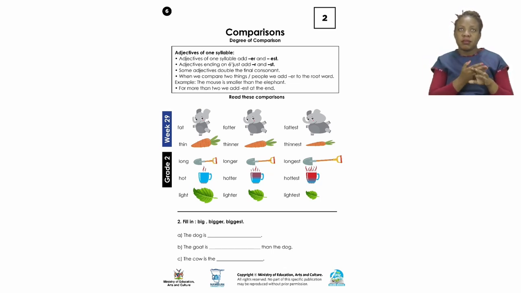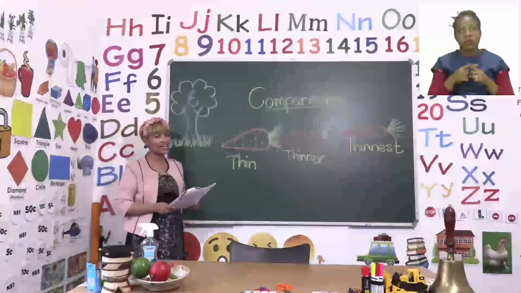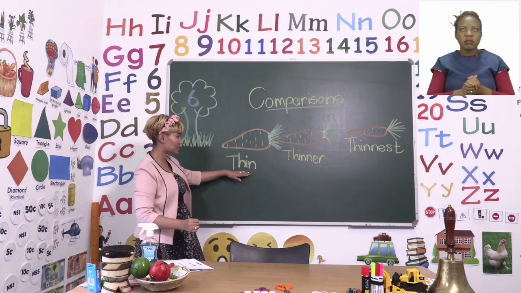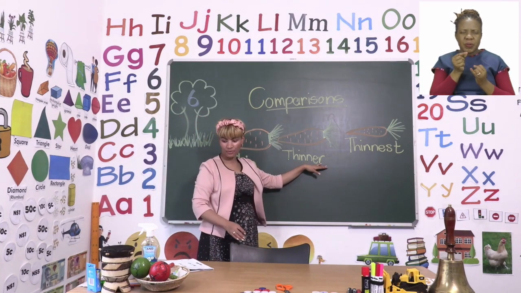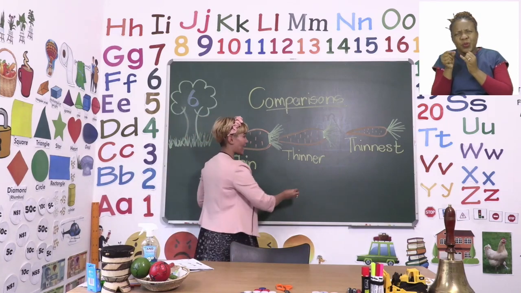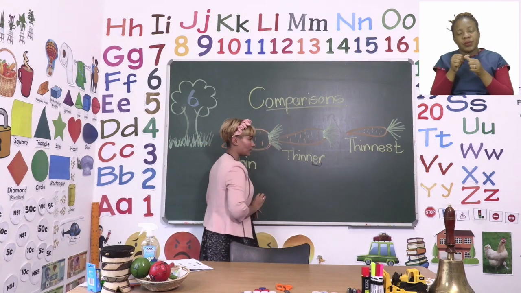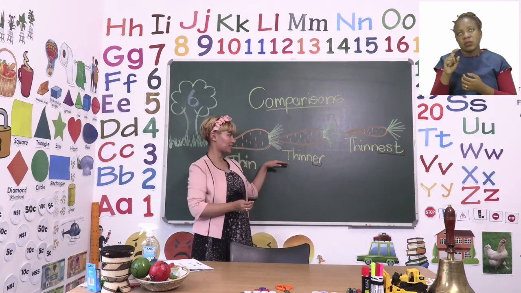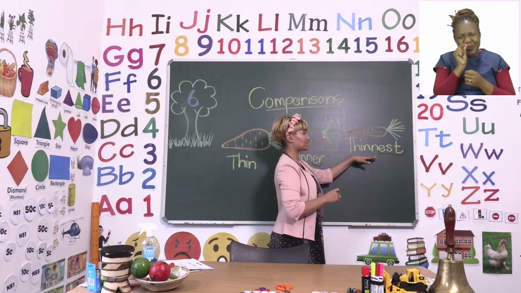There you have 3 pictures of 3 elephants. And then in the second row, you have pictures of carrots. Now I drew carrots on the board, so let's see if we can identify these comparisons. So if we look at these words, it says thin, thinner. Remember we said earlier that you add ER or EST. So we have thinner or thinnest.